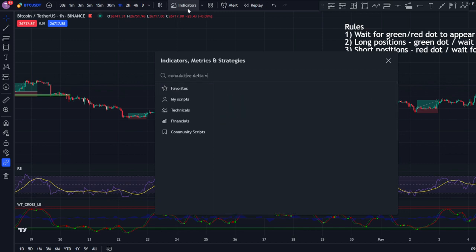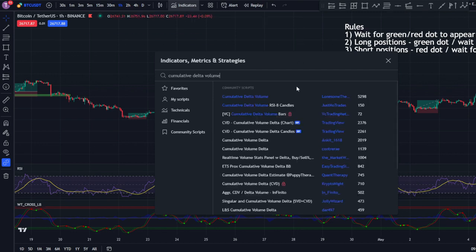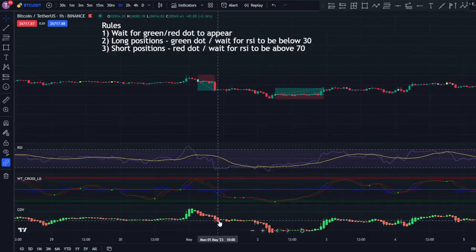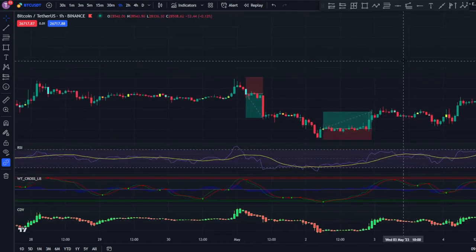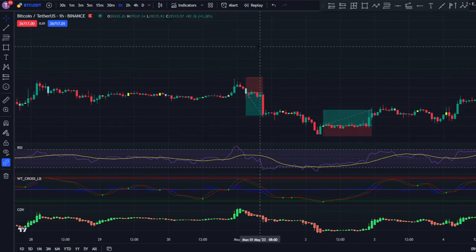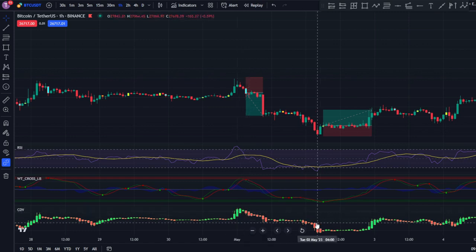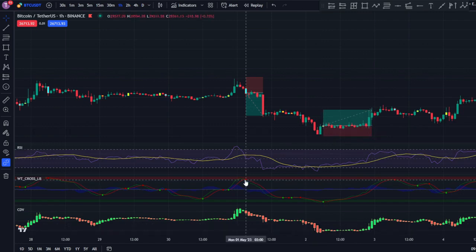If I personally had to use this strategy, I would add this indicator called the cumulative delta volume. It's another indicator right here that helps to see whether there are more sellers or buyers. Whenever it's red, there are more sellers than buyers. Whenever it's green, there are more buyers than sellers. Same thing in this case: I will only take a buy position when the CDV is green, and take a sell position when it's red.